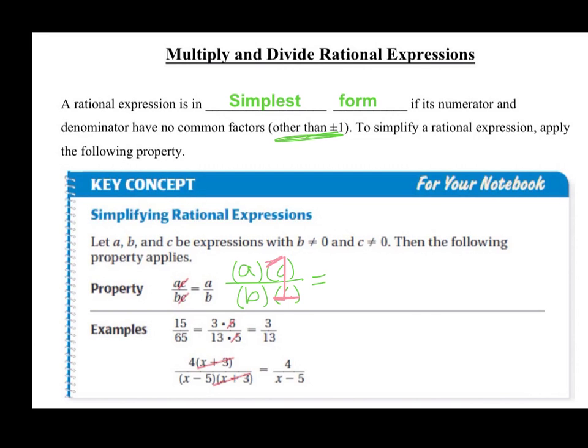And we also have to remember that factors are things being multiplied together. So A is being multiplied times C and B is being multiplied times C on the bottom. So this would equal, when it's all said and done, just A over B, which is what it says there.